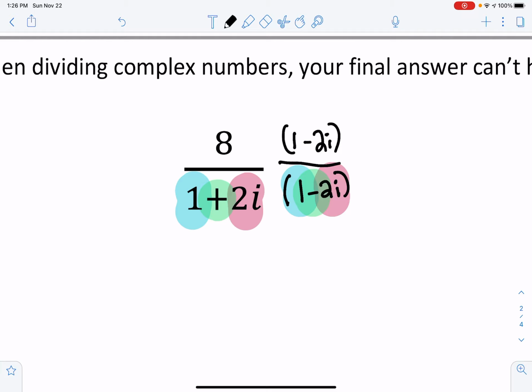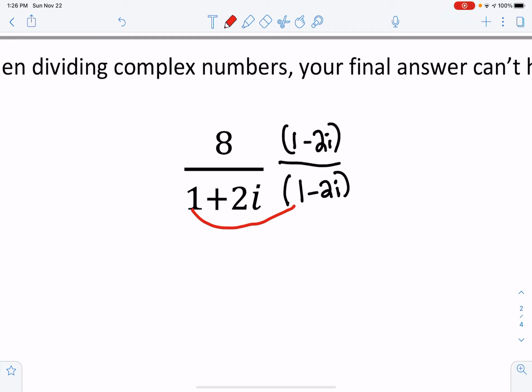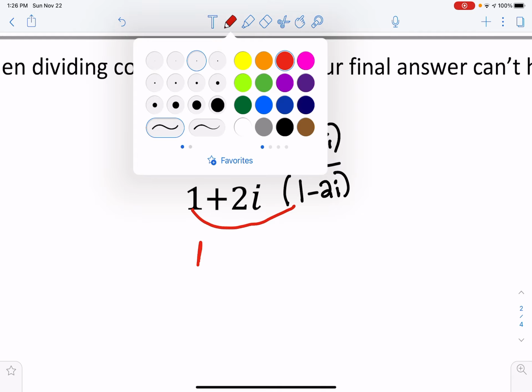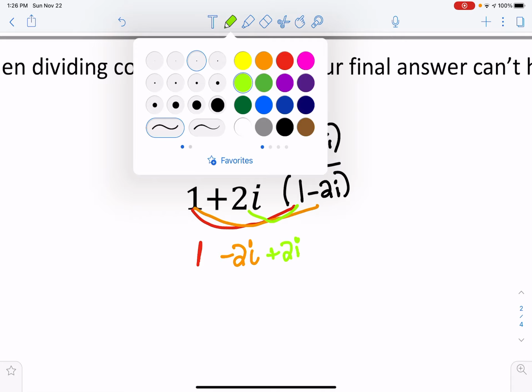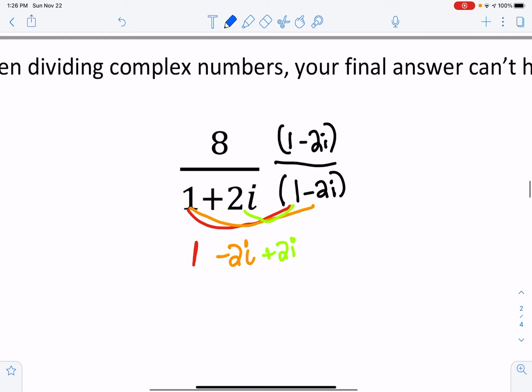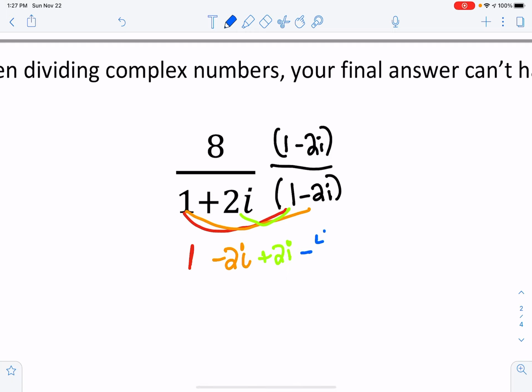So I'm going to erase this so I can distribute. I'm going to multiply 1 times 1, and that'll get me 1. I'm going to multiply 1 times negative 2i, and I'll get negative 2i. I'm going to multiply 2i times 1, and that'll get me positive 2i. And then positive times negative is negative. 2 times 2 is 4, and i times i is i squared.